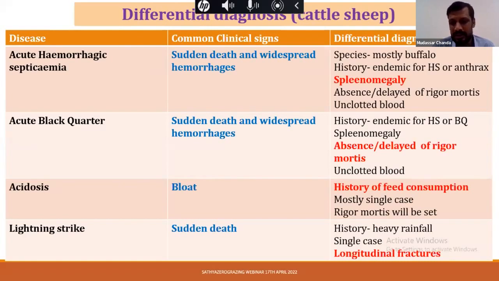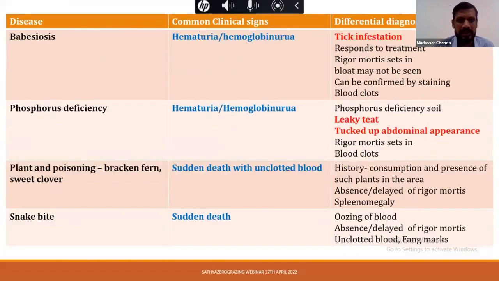Lightning strike, like longitudinal fractures, they say. So these are very differential diagnosis criteria to be followed. Similarly, for babesiosis, tick infestation is important. Phosphorus deficiency, also you find hematuria and hemoglobinuria. We also find it sometimes in anthrax cases. So we need to understand the tucked up abdominal appearance is a differential diagnosis criterion. Plant poisoning can also be there.